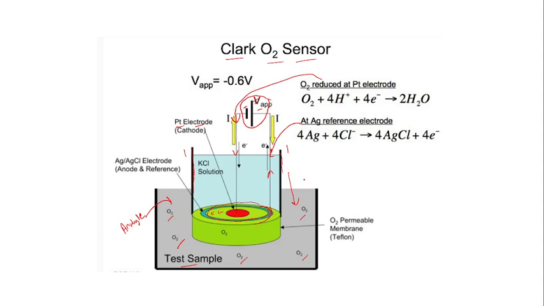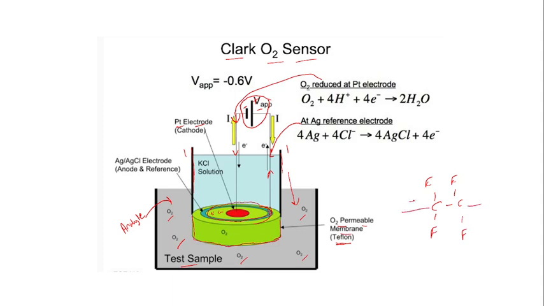Then there is this layer. If you see this layer, this is an oxygen permeable membrane. Generally it is made of Teflon. What is Teflon? It is a tetrafluorocarbon, a polymer of tetrafluoroethylene.